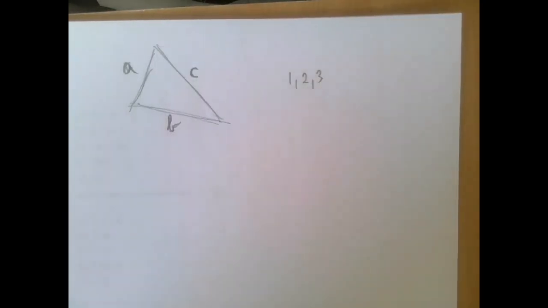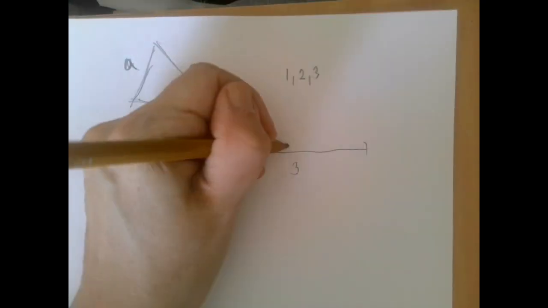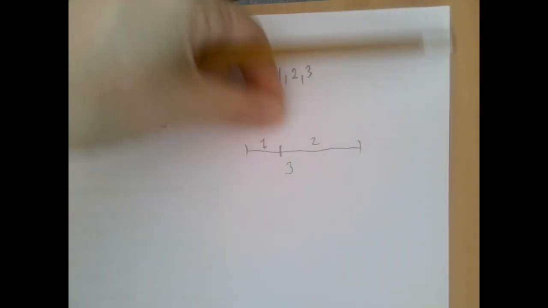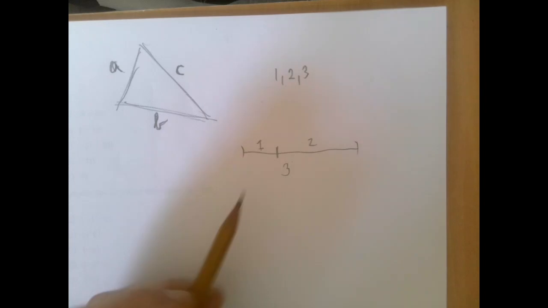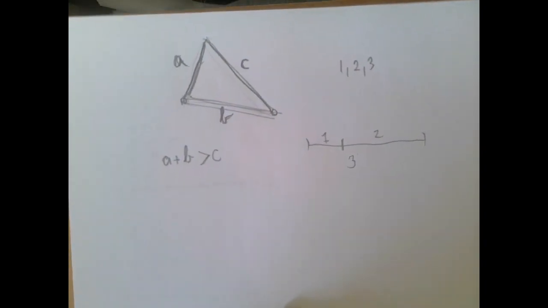1 plus 2 equals 3. So that means that if you have a line 3 long and you have a 1 and a 2, you can't lift up this point. Cannot lift it up. So you don't have a triangle. So that's the triangle inequality. And so 1, 2, 3 fails that.